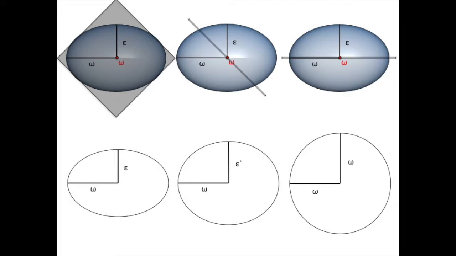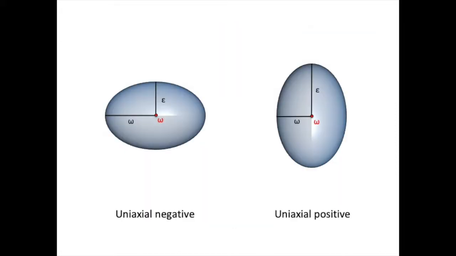So we've got one more caveat to introduce, and that's that there are actually two flavors of uniaxial minerals, uniaxial negative and uniaxial positive. So far, all our diagrams are for uniaxial negative materials, in which epsilon is going to be less than omega. The indicatrices for these substances will be an oblate spheroid. Uniaxial positive minerals are those in which epsilon is greater than omega. The indicatrices for these materials are prolate spheroids.